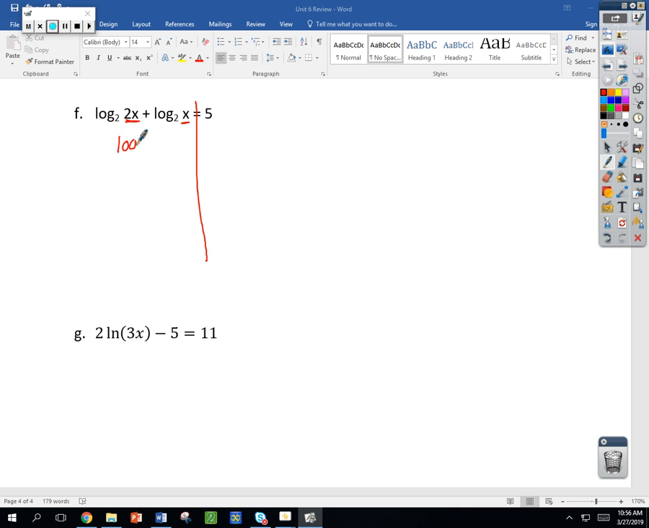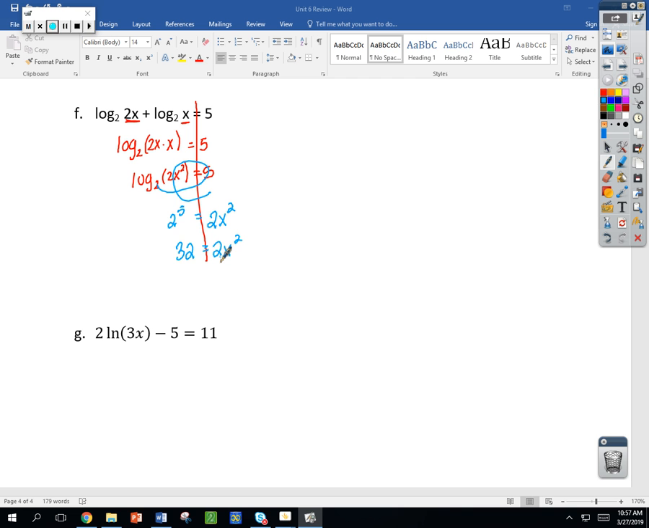So it would be log base 2 of 2x times x equals 5. And 2x times x is 2x squared. So now I have log by itself, and I can't move this 2 or this square until I get rid of the word log, so I'm going to have to rewrite, and I get 2 to the 5th power equals 2x squared. 2 to the 5th power is 32.